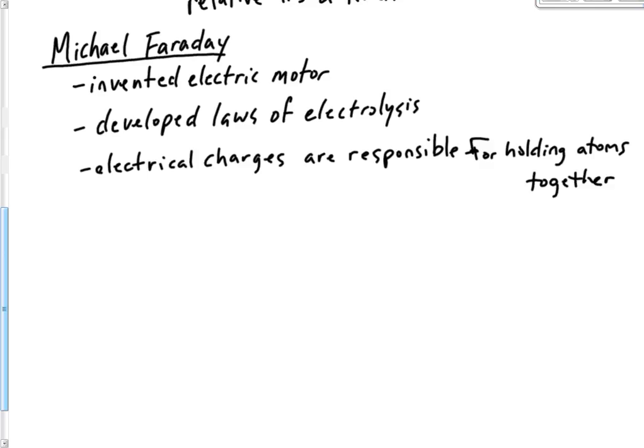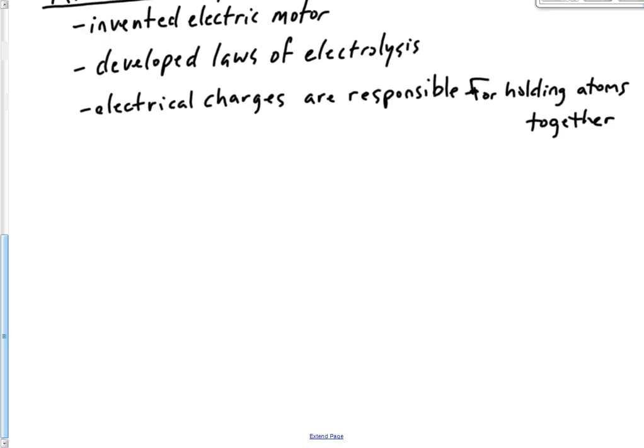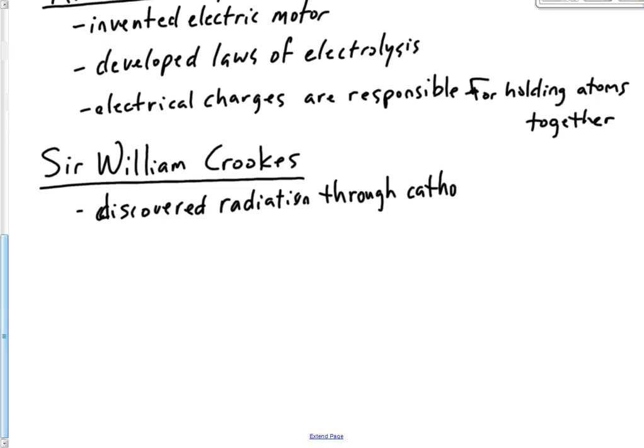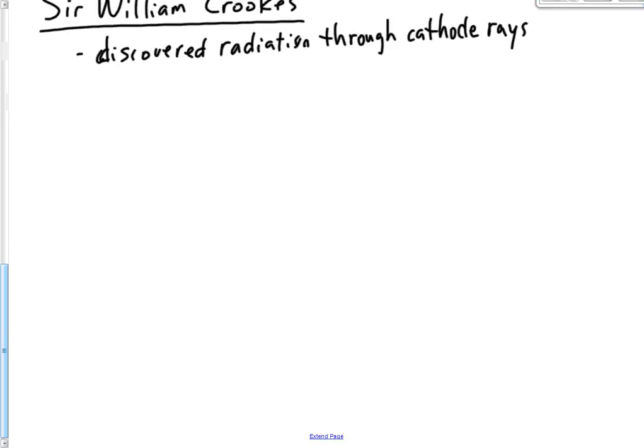Okay. Third guy we're going to talk about is Sir William Crookes. Okay, and really not the only thing he did, but the only thing we're concerned with is that he discovered radiation through cathode rays. Okay, he discovered radiation through cathode rays. That's pretty much all you got to know about him. J.J. Thomson.